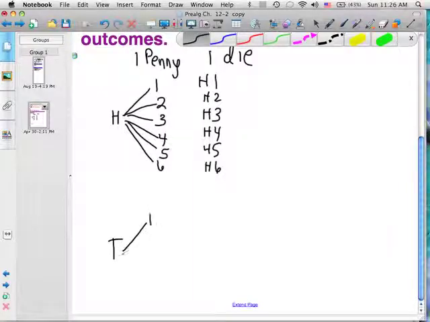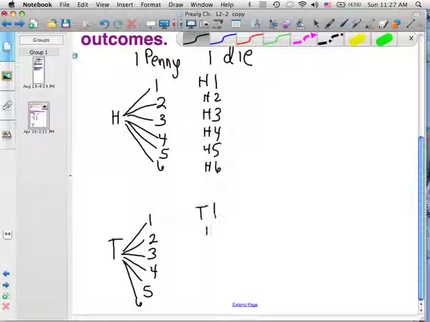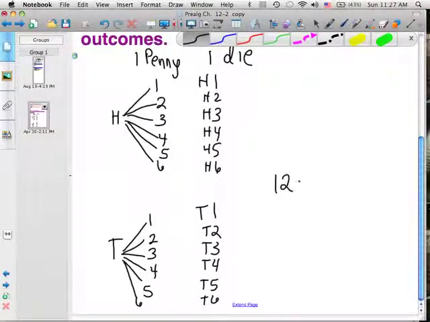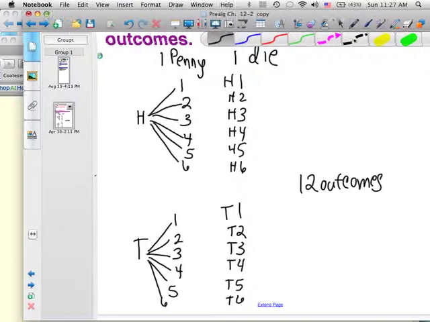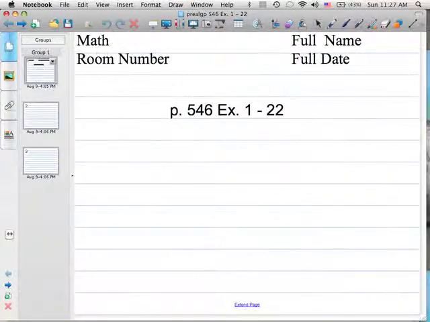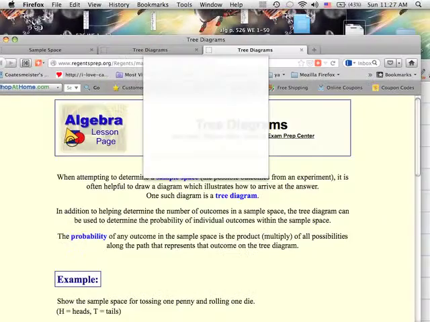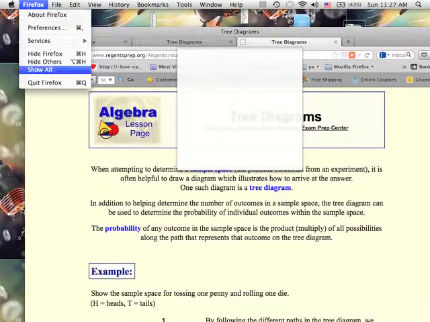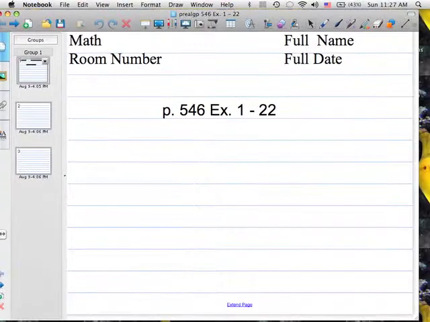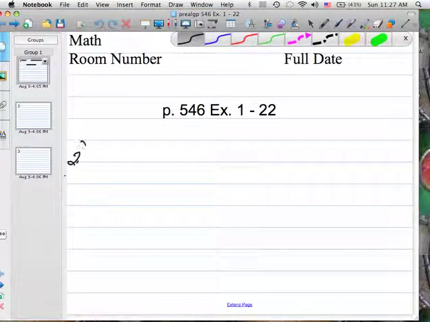So with the tail I could roll the die, a 1, a 2, a 3, a 4, a 5, or a 6. So I could get tails 1, tails 2, tails 3, tails 4, tails 5, tails 6. So I have 12 outcomes. And that's the tree diagram showing all of them. Okay, with that in mind, we're ready to do the assignment, and we're on page 546, and we're doing 1 through 22.